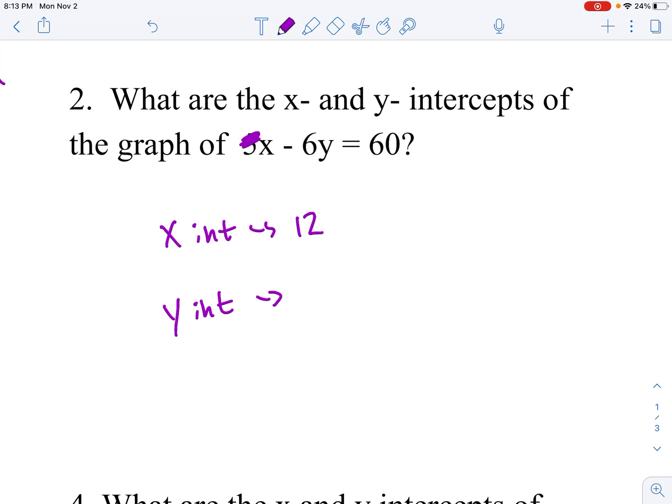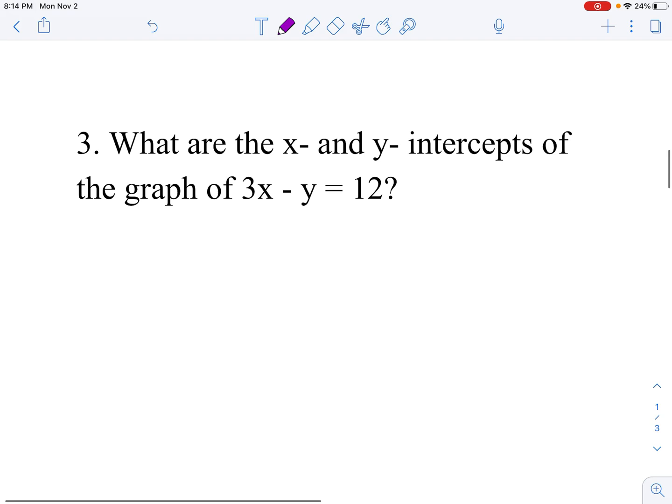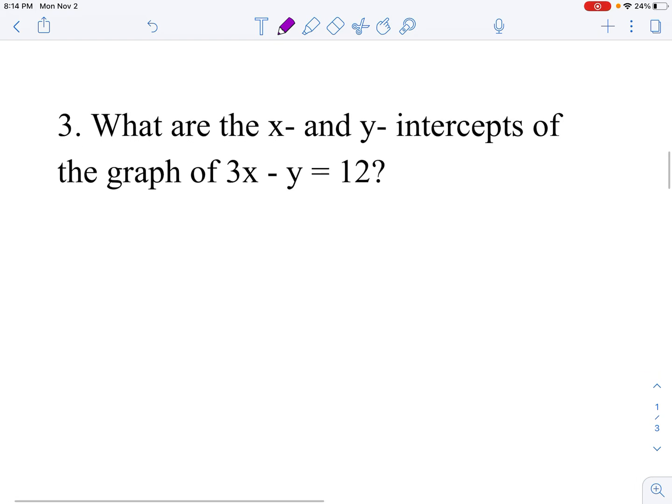for our x-intercept. For our y-intercept, basically plugging in and canceling out that x, I still have to have that negative there. Even though it's a subtraction problem, that just turns into a negative then. Divide both sides by -6. And we get -10. Next one.